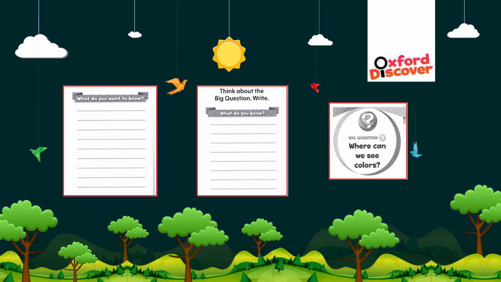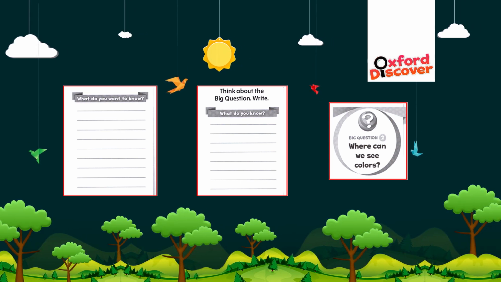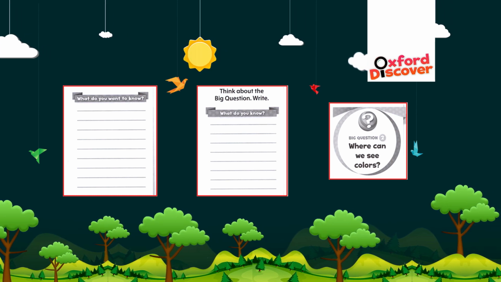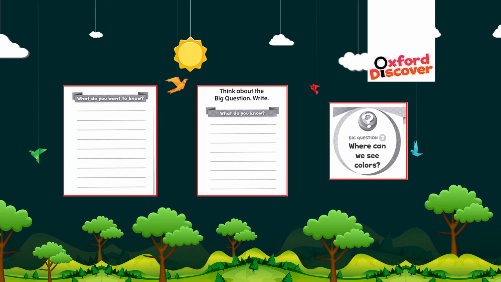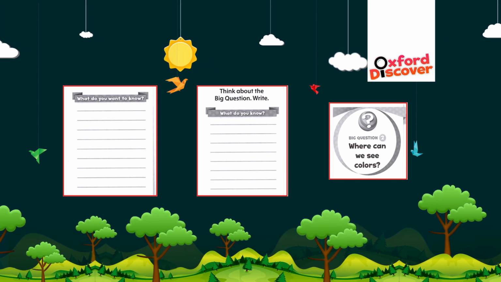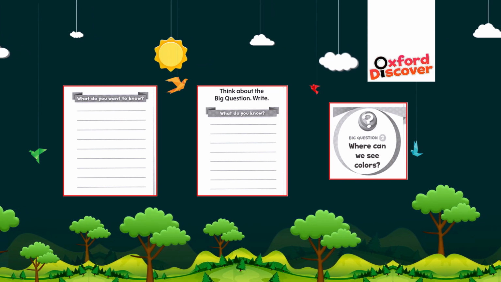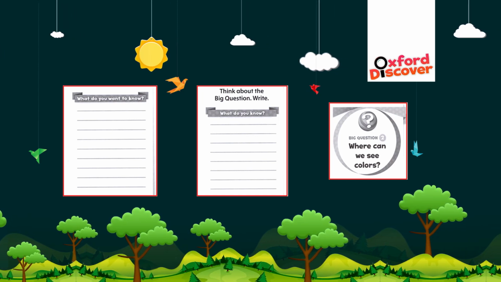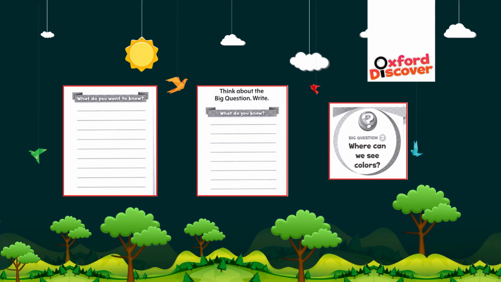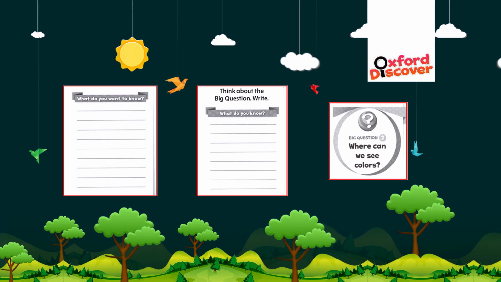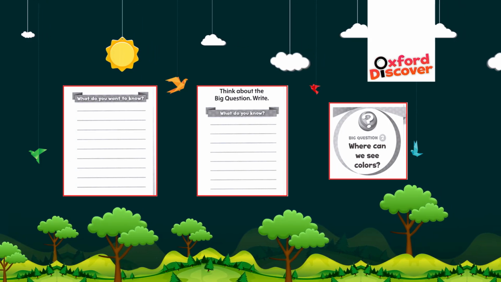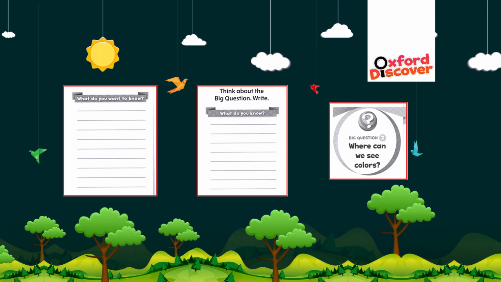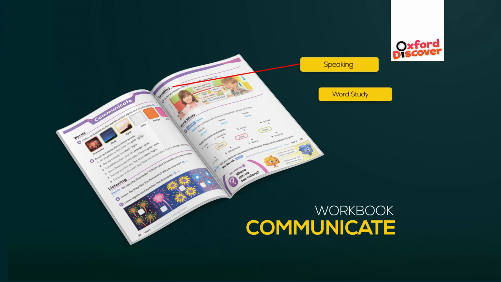Where can we see colors? Think about the big question. What do you want to know about colors? Students might want to know what happens when we mix red and green together. We might want to know why the sky is blue and not red. They might want to ask why the grass is green. They might also want to ask each other these questions and note down the thoughts of their peers. That would be a bit of collaborative learning.